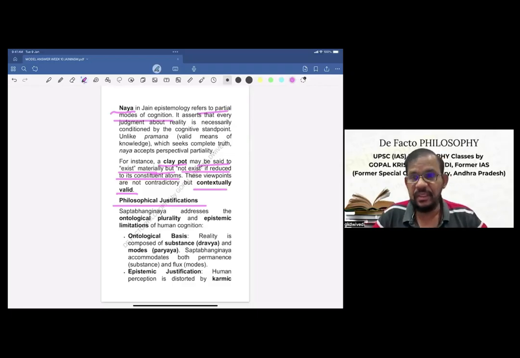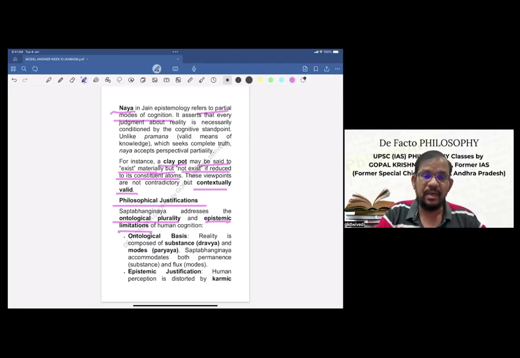Now, this theory addresses ontological plurality and epistemic limitations. So, what is ontological plurality? Anekantavad. That is basically ontological plurality. Then epistemic limitations means the limits in knowing things. So limits of knowledge basically. That is epistemic limitations of human cognition.